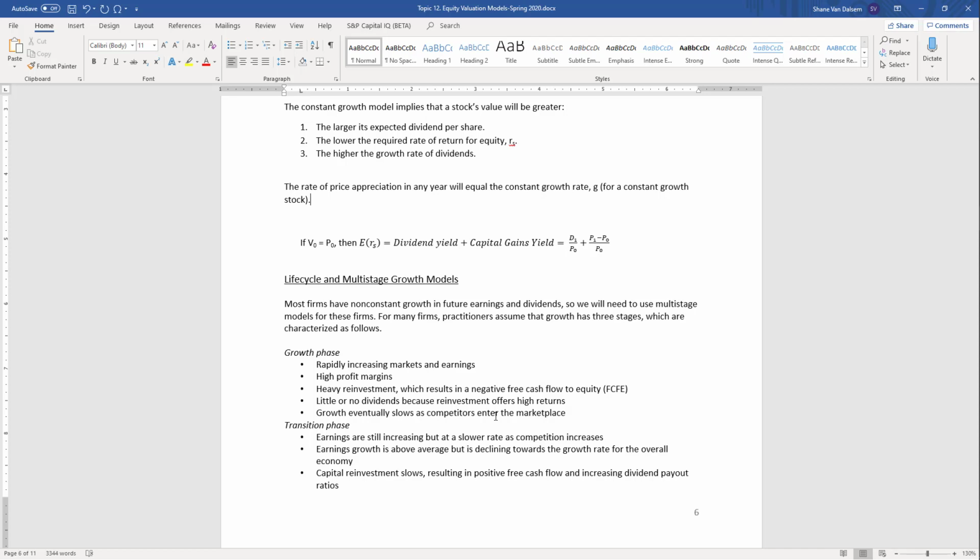So eventually what happens is they are going to stop finding really great products or projects to invest in, and they'll start having cash left over, and they'll start paying that out to their investors in the form of dividends and stock repurchases.